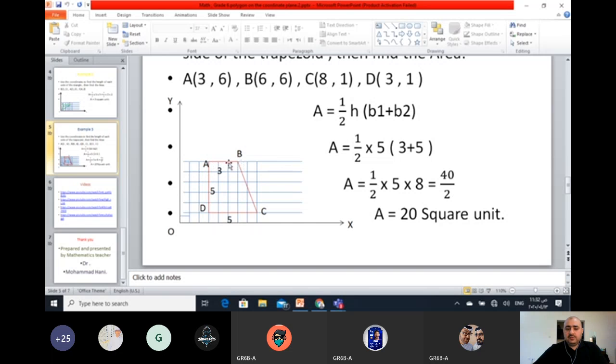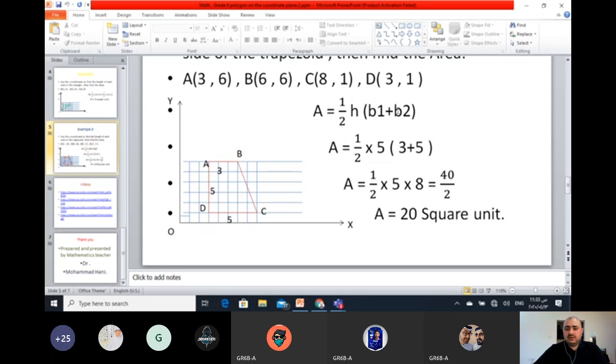The small base here, count 1, 2, 3. So 3. The big base here, 1, 2, 3, 4, 5. So the total here 5. And the height, 1, 2, 3, 4, 5. Now you have the length. You can now go to the formula.